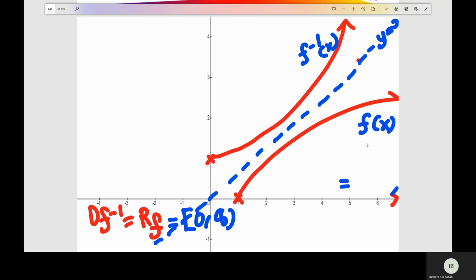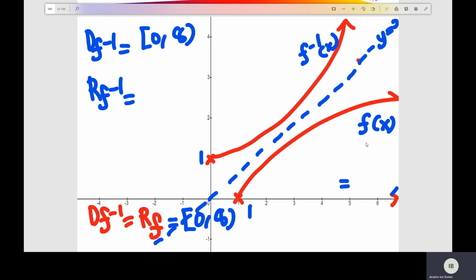Okay, and from the graphs here, you find the domain of the inverse function. The domain of the inverse function here is 0 to positive infinity, using the semi-open bracket. And you find the range of the inverse function. The range of the inverse function starts at 1 to positive infinity. Okay, settled. Question 20.